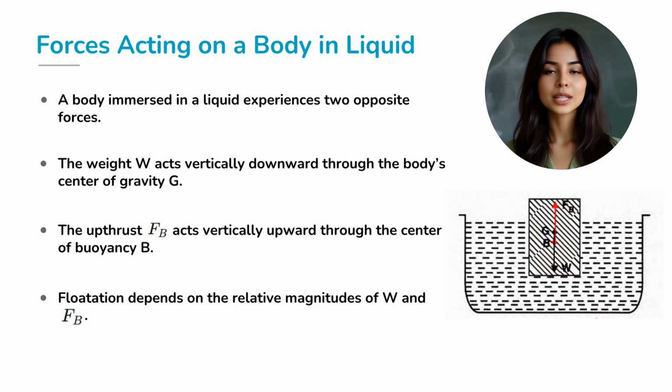When a body is placed in a liquid, two forces act on it. First, the weight W of the body, which always acts vertically downward through the center of gravity, trying to sink the body. Second, the upthrust or buoyant force Fb, which acts vertically upward through the center of buoyancy, trying to make the body float. So, flotation is simply the tug-of-war between W and Fb. The winner decides whether the body sinks or floats.